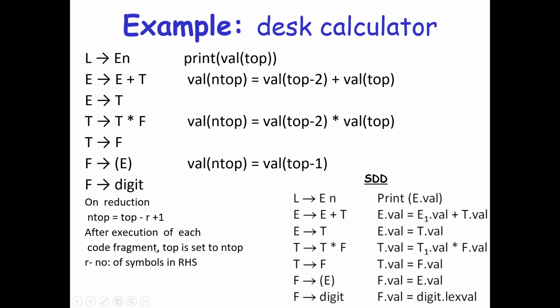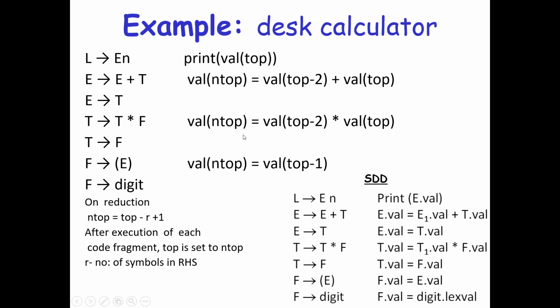So currently what is the stack top? From that we have to reduce the number of symbols on the right hand side. So if it is 3, we have to pop 3. Then we have to push the left hand side capital E onto the top of the stack. That is what is explained.